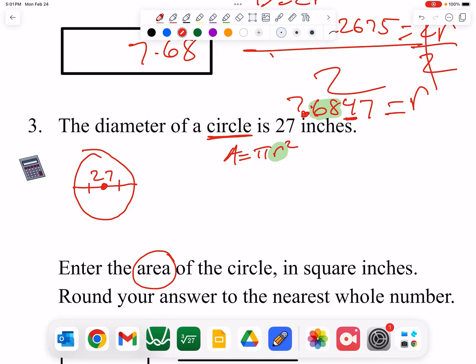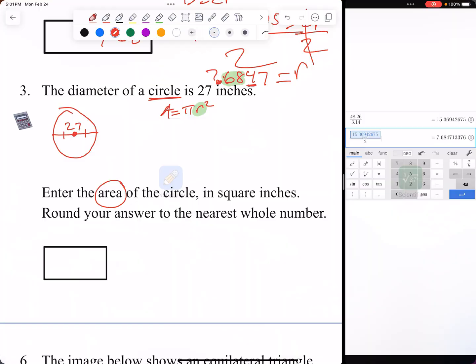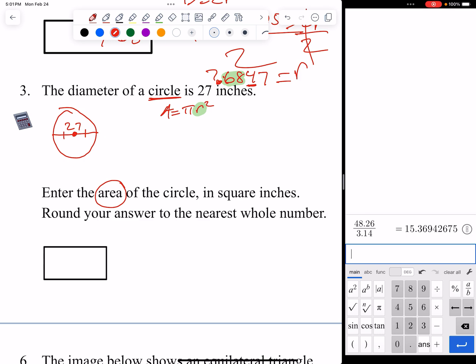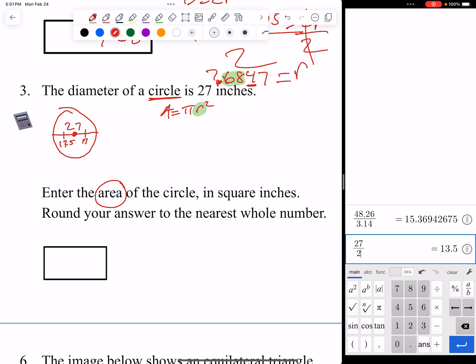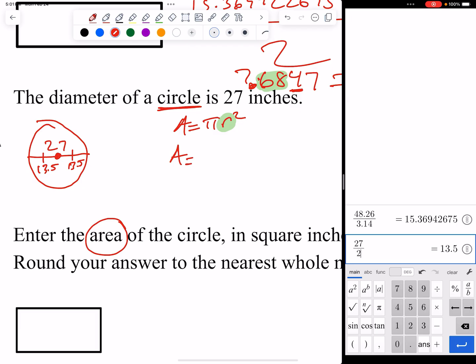So let's take back our calculator. And I'm going to take 27 and I'm going to cut that in half. So that means that my radius is 13.5. So that's perfect. So I'm going to put area equals pi. My radius, because I am substituting, I'm going to put a parenthesis around my letter. And I'm going to put a 13.5 in there.